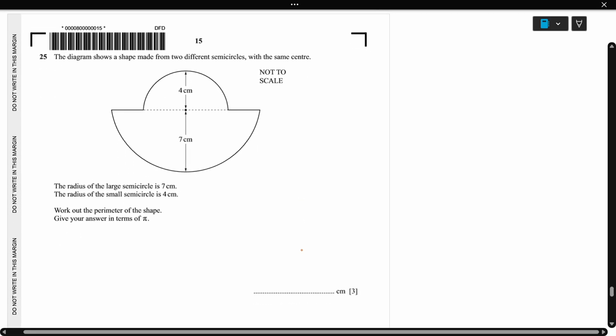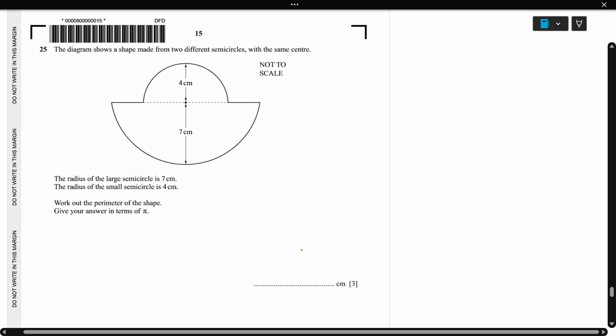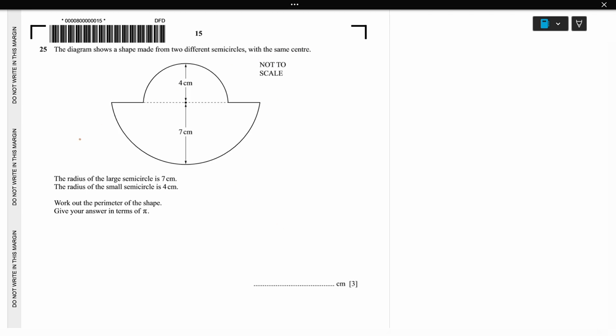Okay, next question number 25. The diagram shows a shape made from two different semicircles with the same center. Radius of the small one is given, radius of the bigger one is given. So work out the perimeter. Perimeter, just we need to find this arc, this length, this length, this length, and this entire length. This is called the perimeter or the outer length.